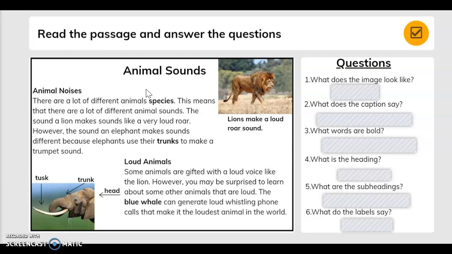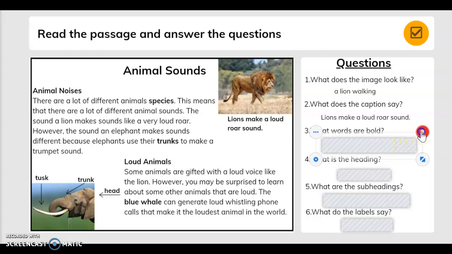Loud animals. Some animals are gifted with a loud voice like the lion. However, you may be surprised to learn about some other animals that are loud. The blue whale can generate loud whistling phone calls that makes it the loudest animal in the world. Questions. What does the image look like? It's a lion walking. What does the caption say? This is the caption. The caption says, lions make a loud roar sound.